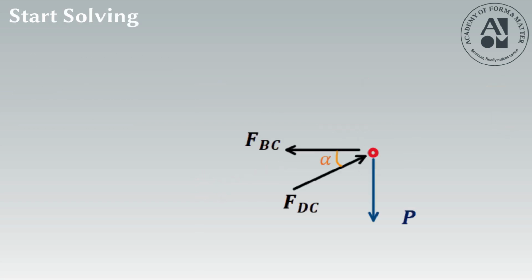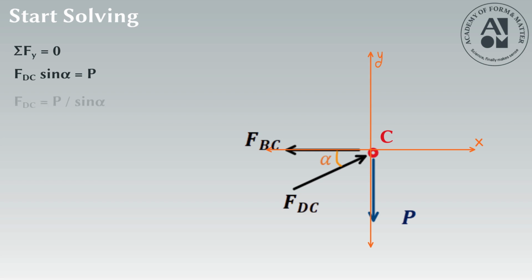So let's isolate joint C. First, sigma Fy equals 0. The vertical component of FDC must balance the load P. So FDC times sine alpha equals P. Therefore, FDC equals P divided by sine alpha.